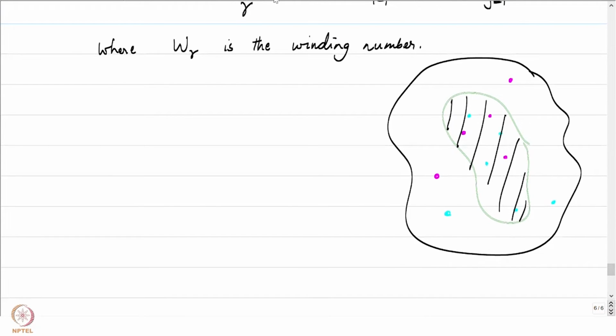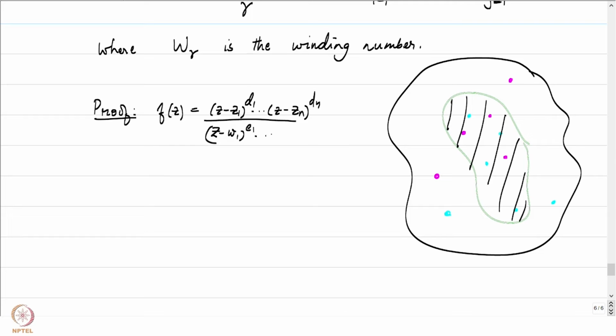Let us give a proof of this. The proof is quite straightforward. There is nothing much to do here. We have already done all the necessary work. We can write f of z to be equal to (z minus z1) to the power d1 up to (z minus zn) to the power dn, by (z minus w1) to the power e1 all the way up to (z minus wm) to the power em, times g of z, where g has neither zeros nor poles in omega.